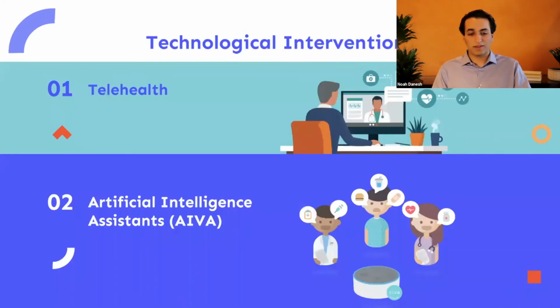So then we talked about some technological interventions. And for this third week, we looked at two fundamental solutions, which were telehealth and artificial intelligence assistance.